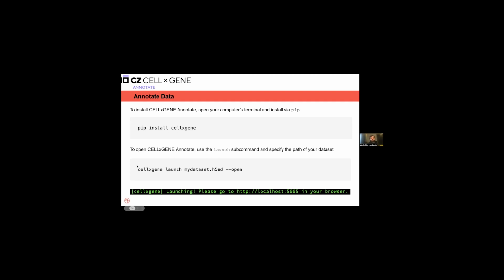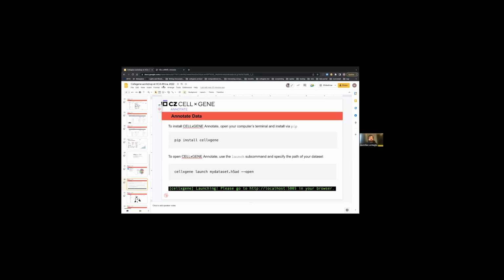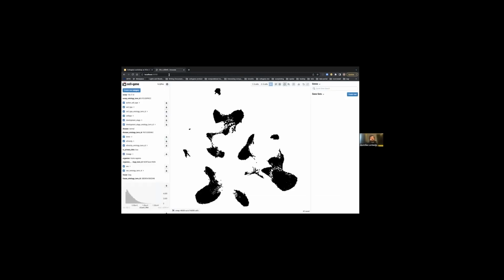Once you've done that, you can just type in CELLxGENE launch and then the path to your data set. You don't even need this open flag, to be honest, but optionally you can include it. Then you'll get some lines printed out to your terminal, and at some point it'll say launching, please go to this URL. You paste that into your browser, and from that I'll switch my screen here and attempt a live demo. Here I've already gone to localhost 5005, and we can see that we've got an instance of CELLxGENE Annotate up and running.